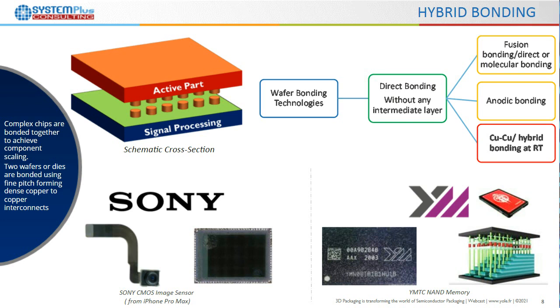Hybrid bonding is used also as a scaling method. Two complex chips are bonded together. There are different types of direct bonding that we have in the industry. We can look at the fusion bonding, the anodic bonding, and the copper-to-copper hybrid bonding that is done at room temperature. This is the one that we're focusing on. So in the next pages, we'll look at Sony's CMOS image sensor and YMTC, which also joins the hybrid bonding technique to make their NAND memory.